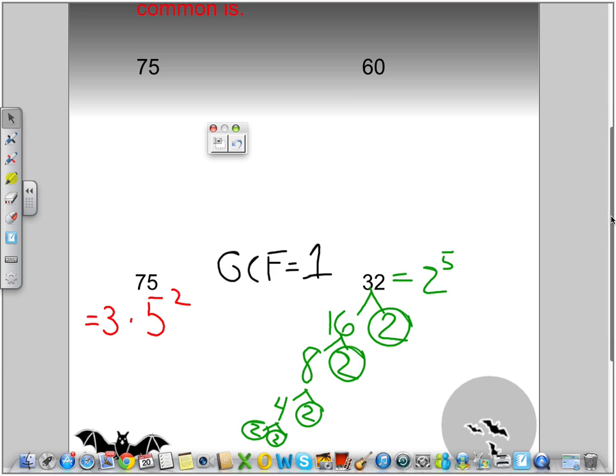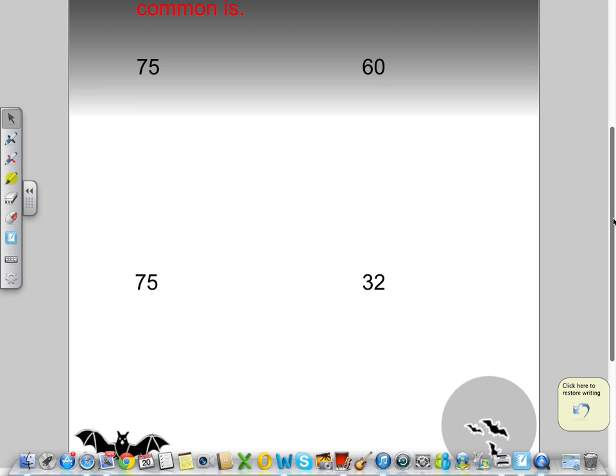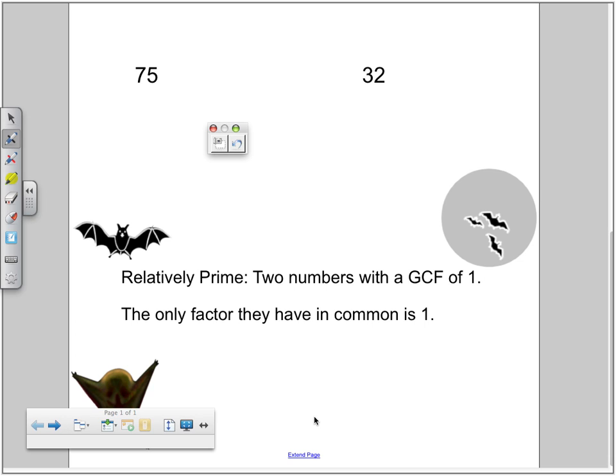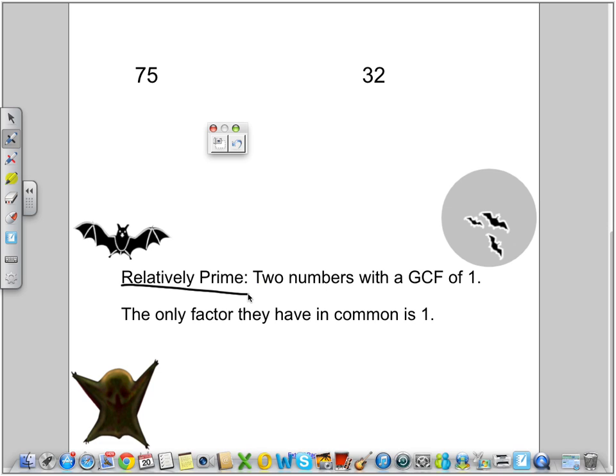So when you have two numbers that don't have anything in common, they are actually called relatively prime, as you can see in this definition. Relatively prime are two numbers with a GCF of 1. The only factor they have in common is 1. So that's a vocabulary word that will come up in the lesson, and then I'm sure you'll put it in your notes at a later time.